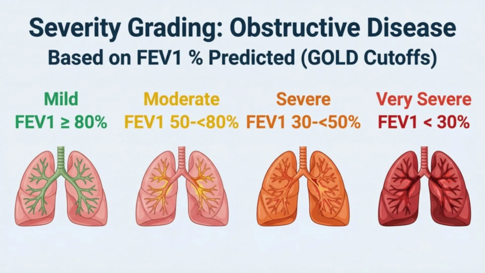Next, severity grading. For obstructive disease, severity is graded using FEV1 % predicted, using GOLD-style cutoffs. Mild obstruction is FEV1 80% or more. Moderate is 50% to less than 80%. Severe is 30% to less than 50%. Very severe is less than 30%.